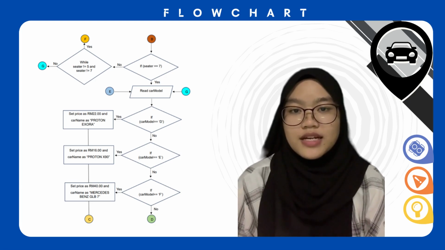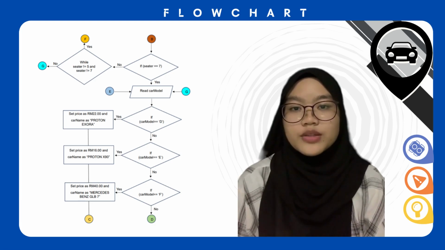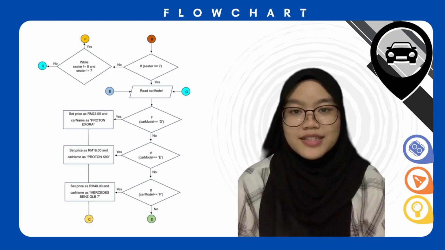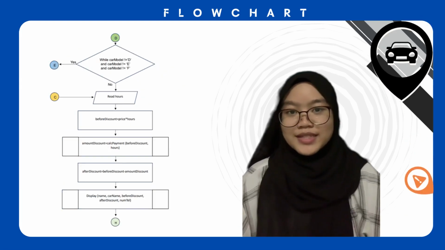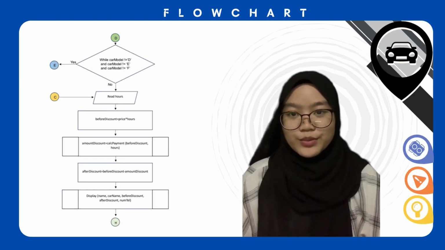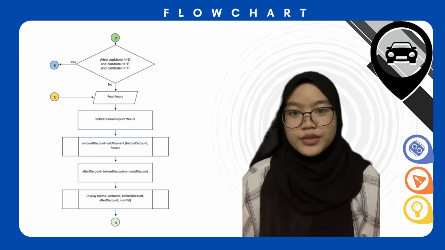If the user enters none of the car models D, E, and F, then it will execute to read the car model until the statement evaluates to true. If it is true, then it will evaluate to the next part. And for the seater, if the user enters other than 5 and 7-seater, then it will evaluate back to the car model and repeat the process until the statement is true. When the statement is evaluated as true in this while loop process, then the program will continue to read the hours.